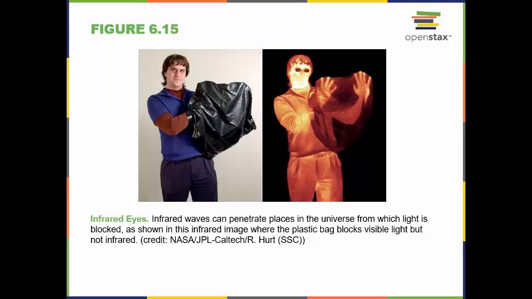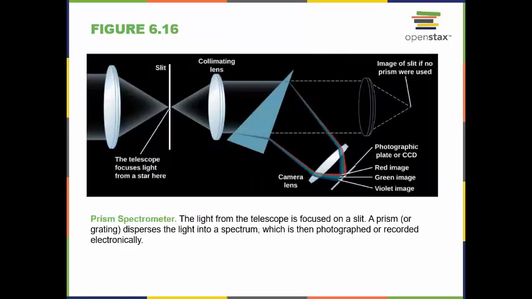We also like to look at the infrared information from stars. So what you can see here is a man with his hands inside a black plastic bag, and we can't see the person's hands. But if we use an infrared camera, it can see the heat coming from the person's hands, and we can now see their hands. So we use this infrared information in studying the atmosphere.